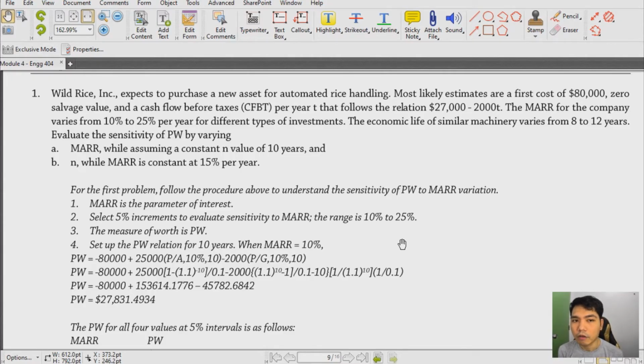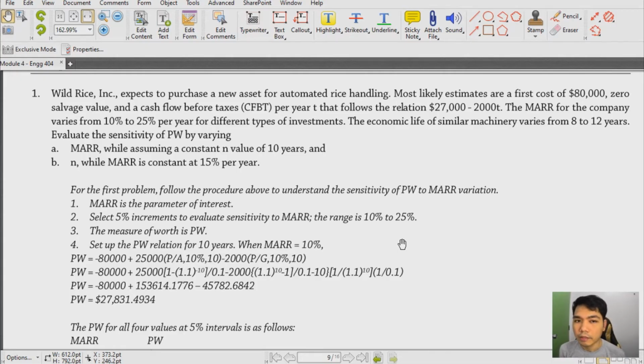Evaluate the sensitivity of the present worth by varying. So ito, sinabi na sa problem. We can vary the MARR while assuming a constant N value for 10 years. So, sabi nga natin kanina, when we try to modify a certain parameter, we have to make sure that we set the other constant para ma-solve natin. That's why yung ating economic life has been set to 10 years lang. So, the next one is that if we try to vary the economic life, we have to set the other parameter as constant.